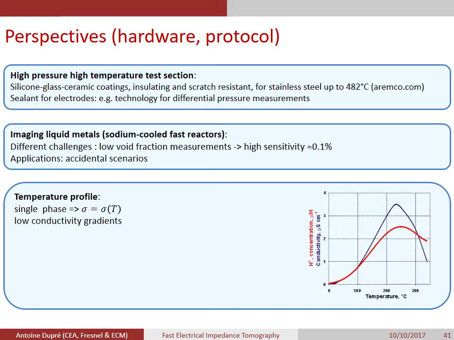Finally, there are other perspectives more about the hardware and different applications. First of all, implementing that high pressure, high temperature test section. That's a lot of work. But the idea might be to use ceramic coating, which provides insulation, is scratch resistant, and withstands high temperatures and pressure. It's possible to use it for imaging liquid metal flow. Usually the challenges in these applications are very different. They are interested in low void fraction measurements. And now the challenge will be dominated by the sensitivity of the sensor more than by the reconstruction techniques, because the problem will be more linear. And there are ideas to use it for profiling the temperature of single phase flow. It's a different interpretation of the conductivity distribution that you make.